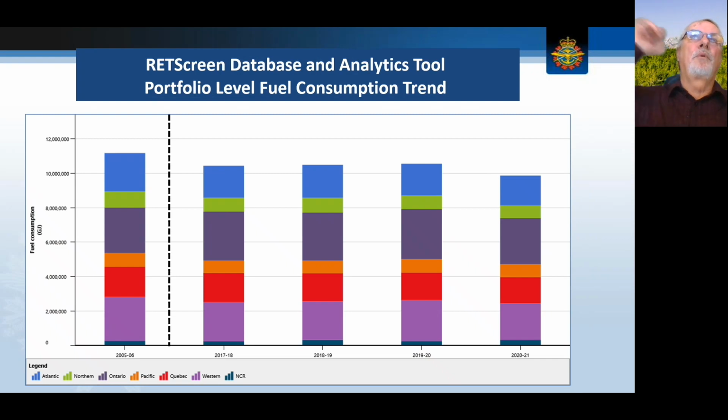So what comes out of this on a portfolio level is we can see, in the regions, the types of fuel and the fuel level consumption in the different regions. What you see here is we divide ourselves up by six regions rather than all provinces, because it's a little easier in terms of where our bases are. And you can see our Atlantic region, our Northern region, our Ontario, Pacific, Quebec, Western, and NCR. And this is fossil fuel consumption in those regions. So you can see where we'd be looking to target some of those regions in reducing the fossil fuel consumption.